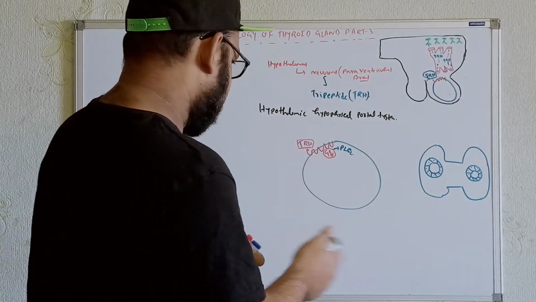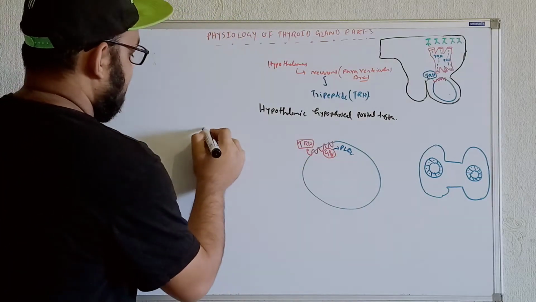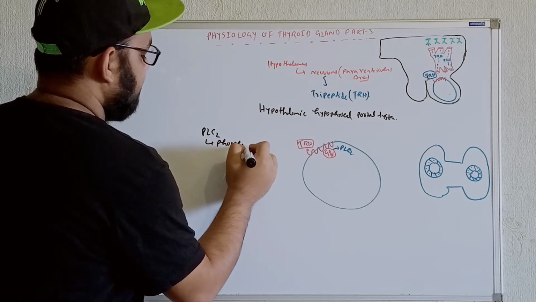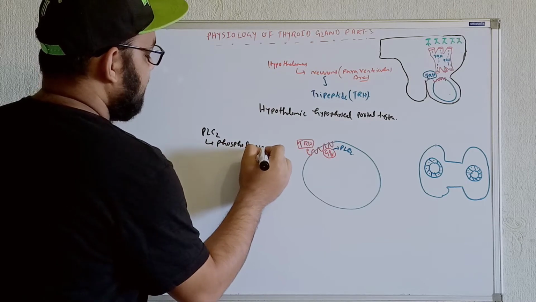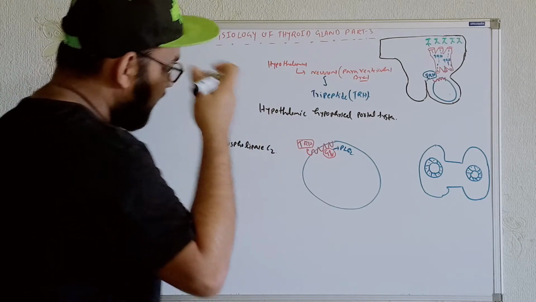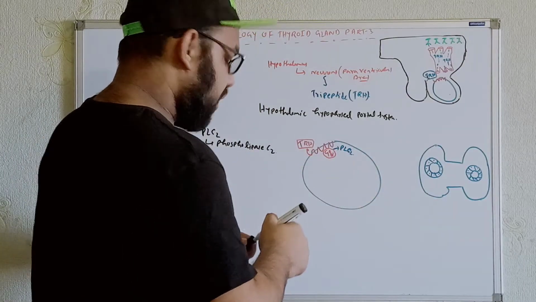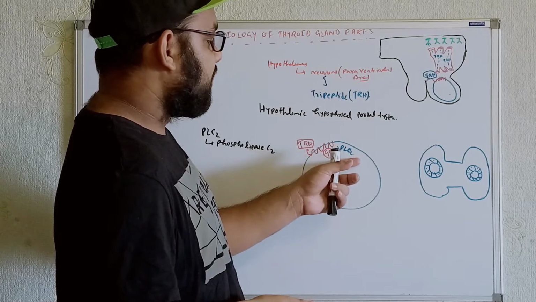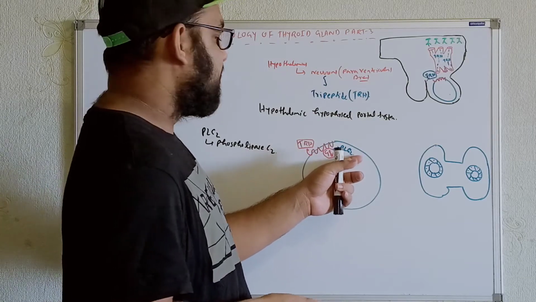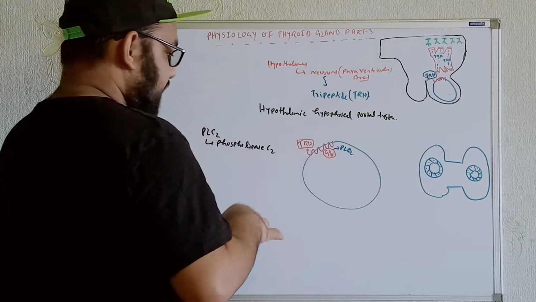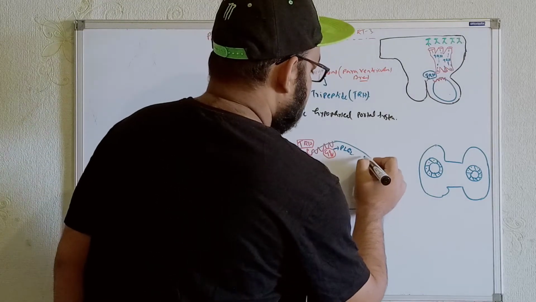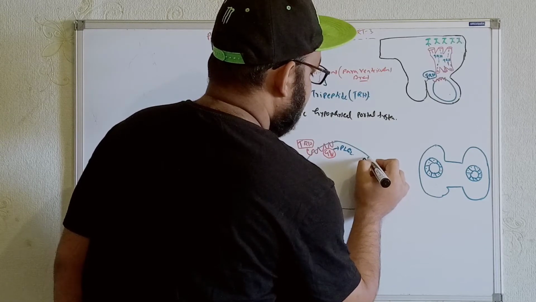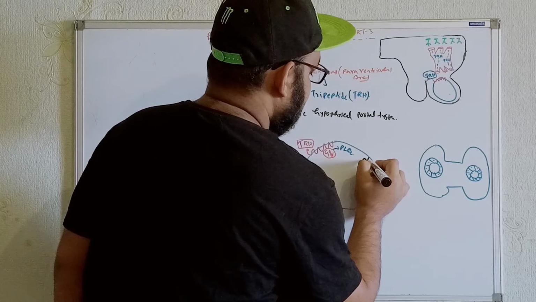So PLC2 stands for what? Let's write the whole form: phospholipase C2. Now whenever the phospholipase C2 is activated, it will break down a component that is present within the cell membrane. Within the cell membrane, there is one famous compound known as PIP2, phosphatidyl inositol diphosphate. So within the membrane, we will get these things.